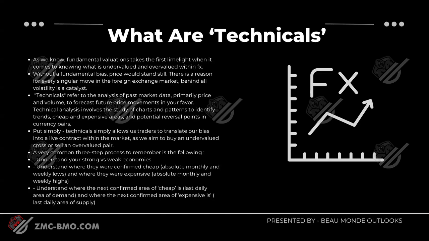A very common three-step process to remember is the following. First, you understand your strong versus weak economies. Secondly, you understand where they were confirmed cheap, so the absolute monthly and weekly lows, and where they were confirmed expensive, the absolute monthly and weekly highs. Then understand where the next confirmed area of cheap is, which is the last area of daily demand, and where the next confirmed area of expensive is, which is the last daily area of supply.